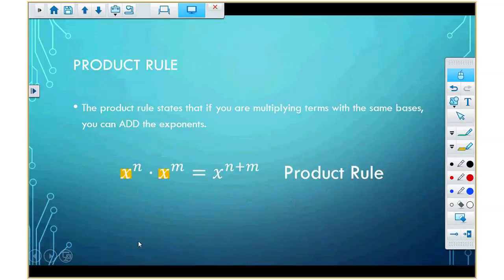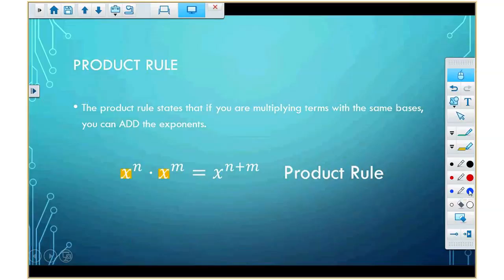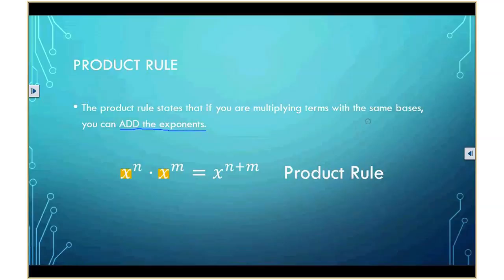Now the rules of exponents start off with the product rule. Write that one down. That one says x to the n times x to the m is equal to x to the n plus m. So the bases have to be the same. If the bases are the same and you're multiplying, then you add the what? Add the exponents. And this is the term that you should be familiar with. Add the exponents. If the bases are the same, you add the exponents.